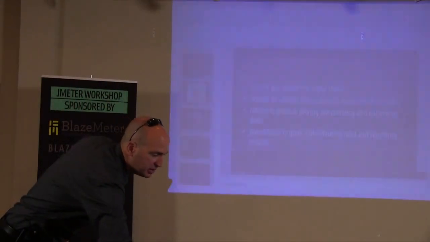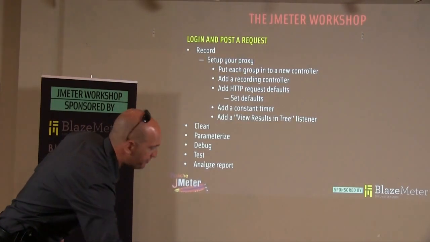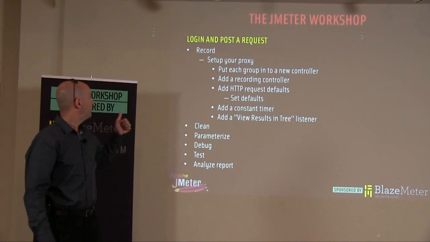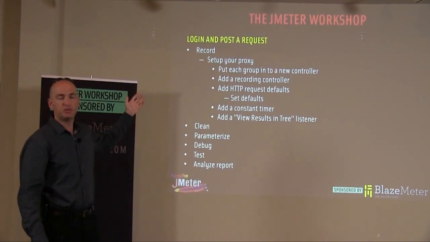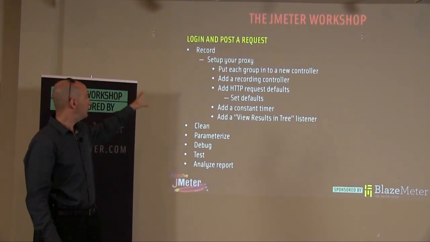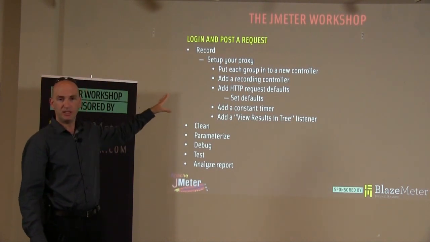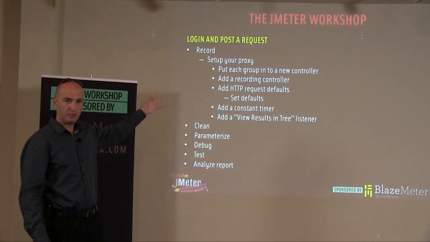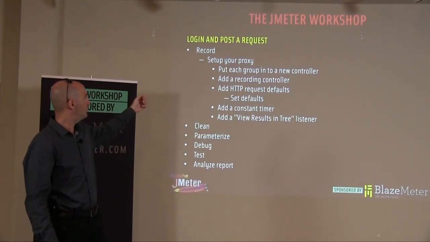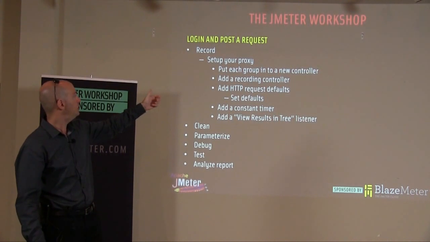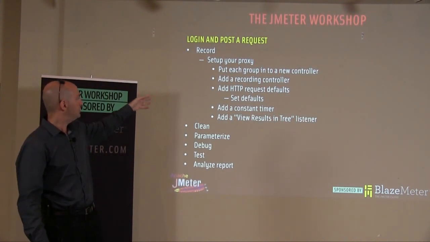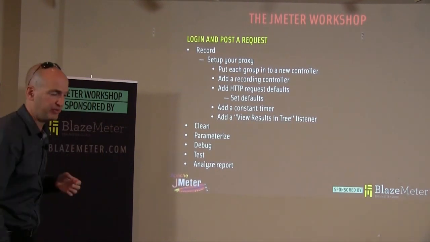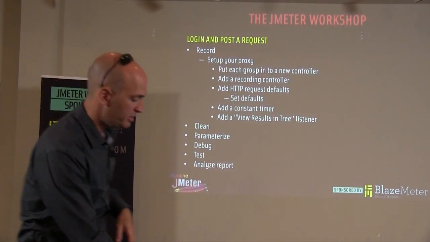So, what am I saying here? To record, you need to set up a proxy, and you need to follow certain rules. You will have this slide deck, and you can look at it after. I'm going to actually implement what you see here. I'm going to put each group into a new controller, add a recording controller, and all this stuff. That probably means less to you if you don't have experience with JMeter, but let's do it.